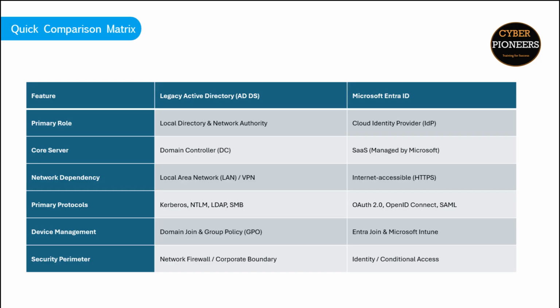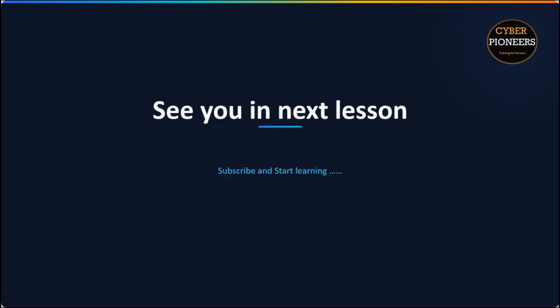Finally, traditional AD builds its security perimeter around the physical network firewall and corporate boundary. Entra ID shifts completely to identity itself, protected dynamically by real-time conditional access policies. Now that you understand how traditional Active Directory compares to modern cloud identity in Microsoft Entra ID, we have one final foundational step. Before we dive into our hands-on labs, we need to explore two essential cybersecurity concepts, least privilege and zero trust. See you in the next lesson.